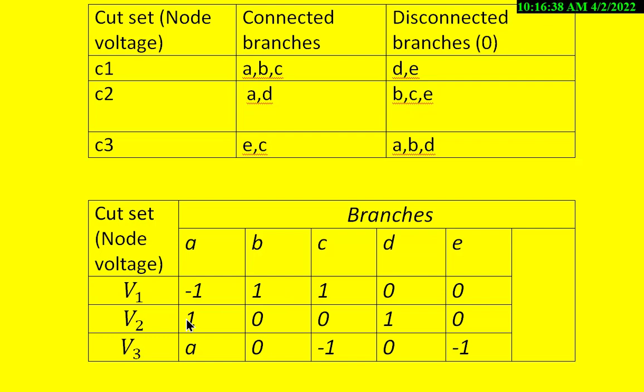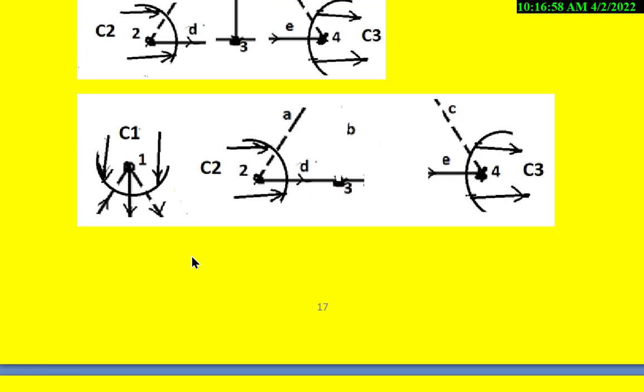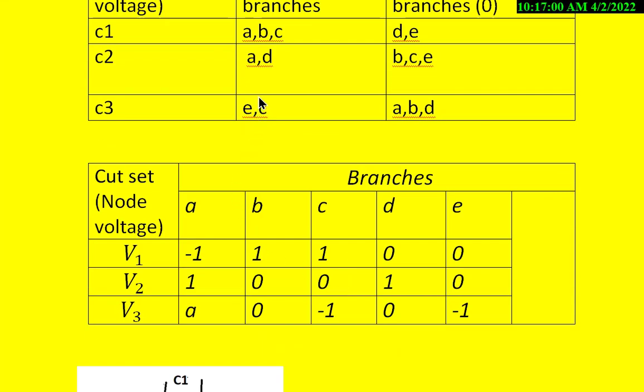Next, cut set 2: the elements connected to C2 are A and D. A is leaving and D is also leaving node 2, so they get the positive sign, that is plus 1. This is A plus 1, D plus 1, and the rest of the elements B, C, E are disconnected elements, so they get the 0 values like this.